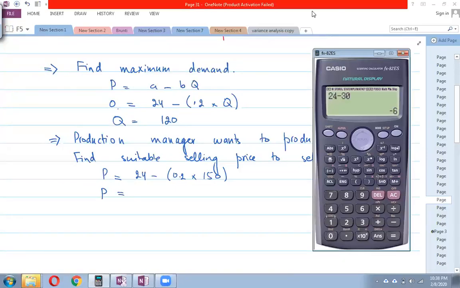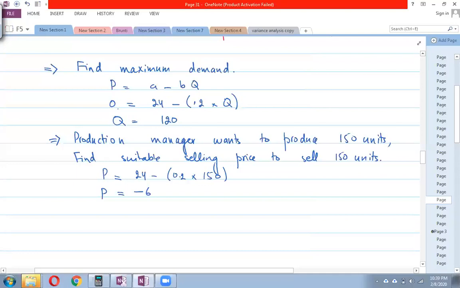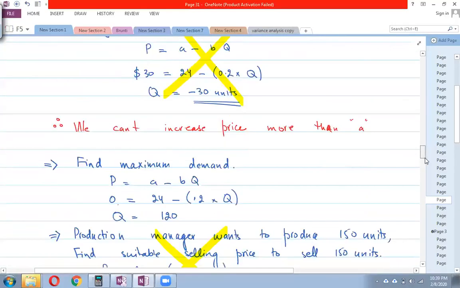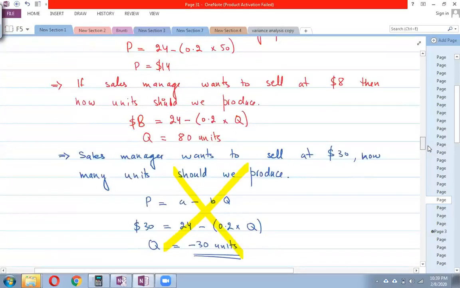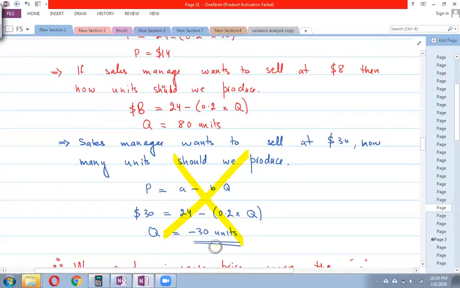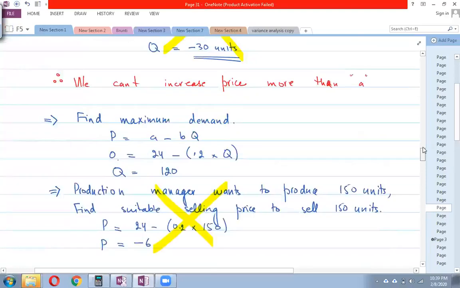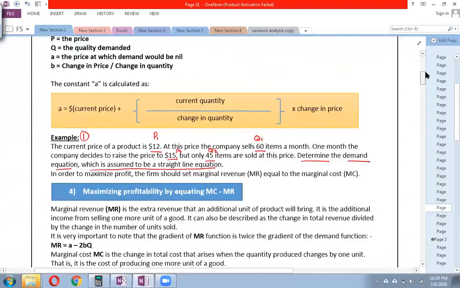Minus 6, isn't it? Why are you getting minus 6? Because you want to sell more than the maximum, which was 120. So of course you cannot sell more than 120. You cannot have a demand more than 120, and similarly you cannot have a negative price, or sell negative units. So you cannot increase the price more than A. That's the demand equation.